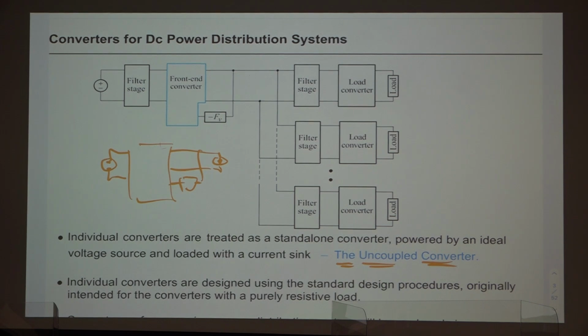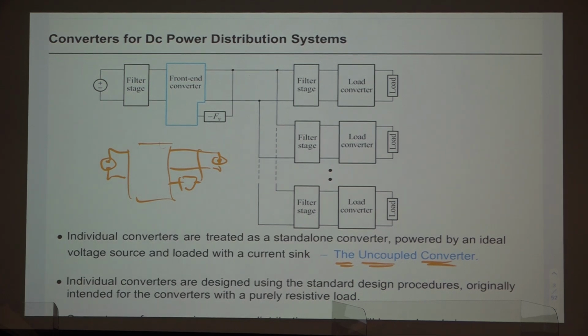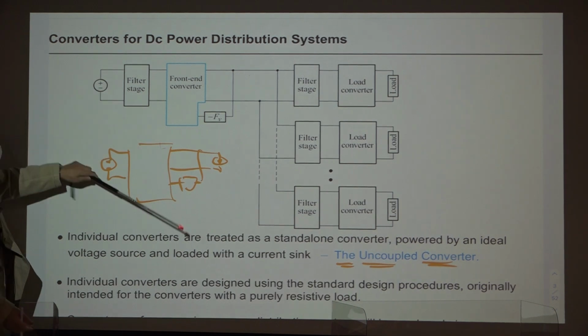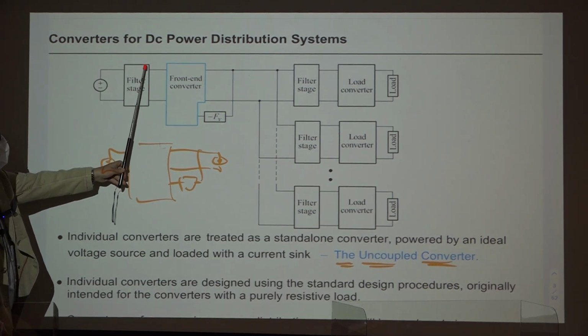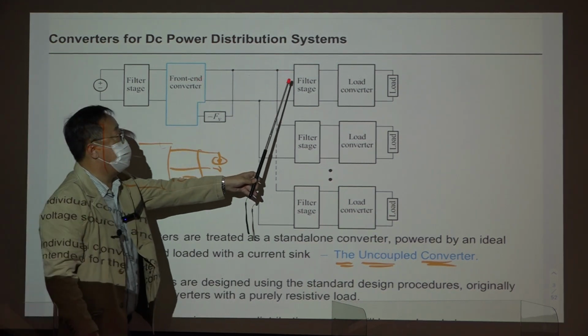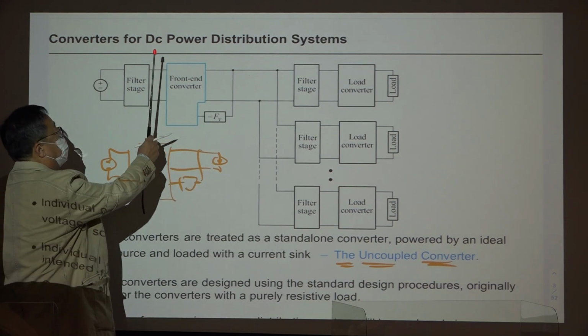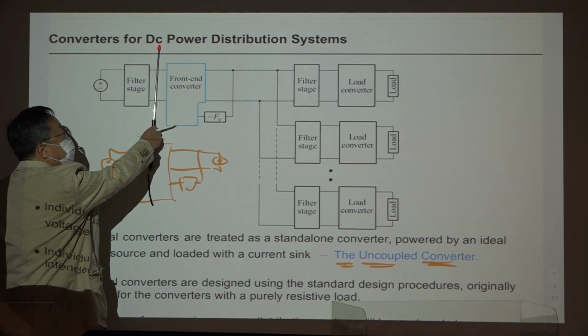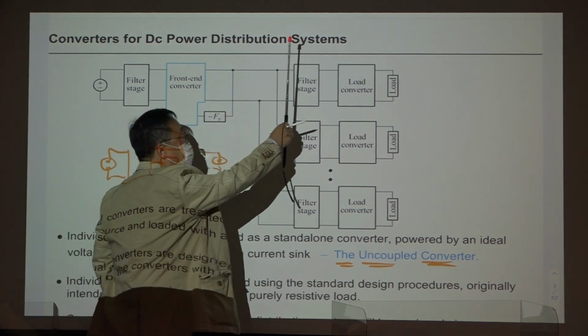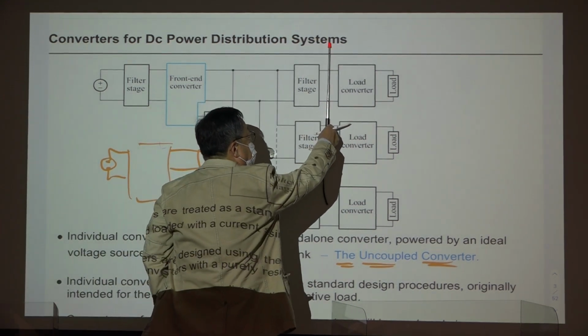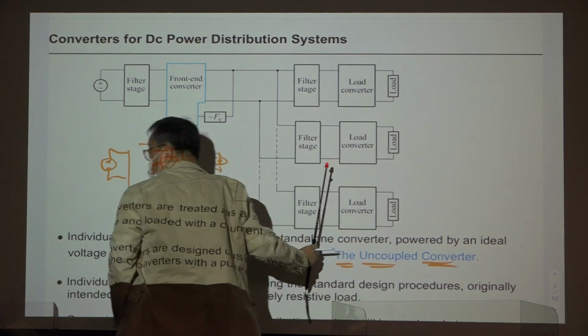Again, this is the architecture of conventional DC power distribution systems. We have these converters, all connected in this manner. This filter stage is called the input filter, and this filter stage is called the line filter. So we will be talking about the interaction problems at this interface, but the result will be extended to any interface existing in the system, right?